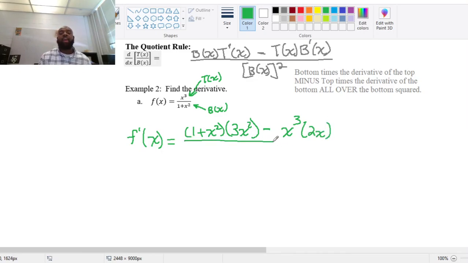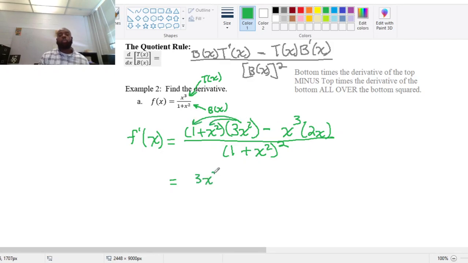And I divide that all by the bottom function squared. So that'll be 1 plus x squared, squared. So I have the bottom times the derivative of the top minus the top times the derivative of the bottom, all of the bottom squared. Now, I definitely want to simplify. I don't want all this multiplication and subtraction. So I'm going to use my distributive property here.